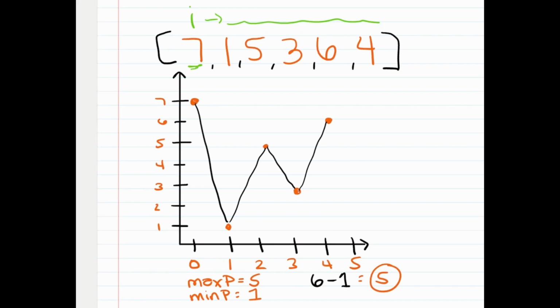So if we go to our last value, it's going to be 4. And if we plot that here, we can see that 4 is still greater than 1. So this minimum doesn't change. This is not going to be our new minimum value. But 4 minus 1 is equal to 3. So that would only leave a max profit of 3. Our max profit right now is 5. So 5 is going to be our value.